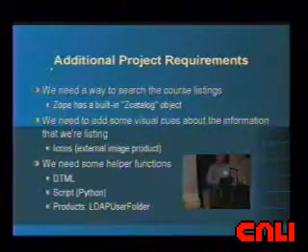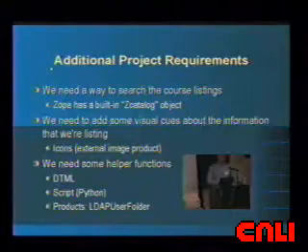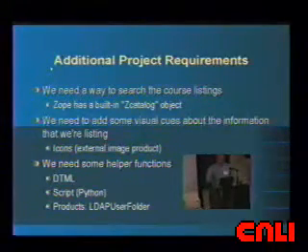The other thing that we needed was a way to search the course listings. Zope has a built-in search engine that's both full text and keyword searchable, and it's called the Z catalog. You've got to put up with a certain amount of cutesy naming in this thing. Almost everything starts with Z.